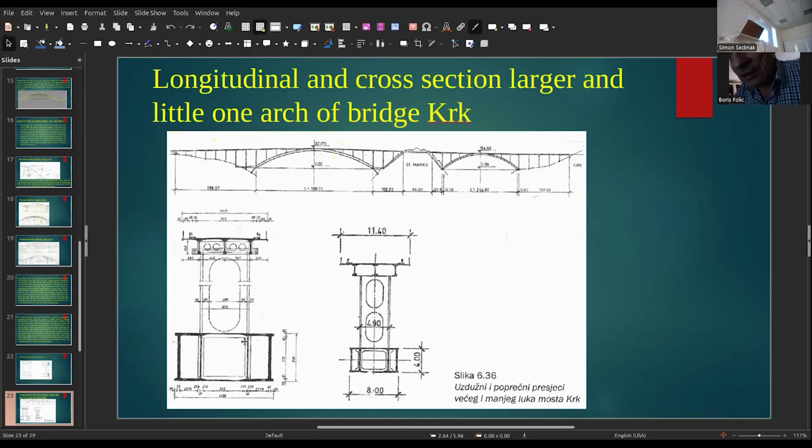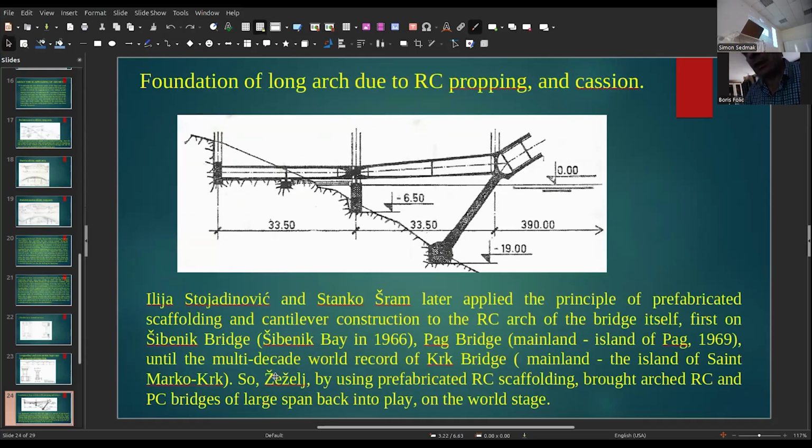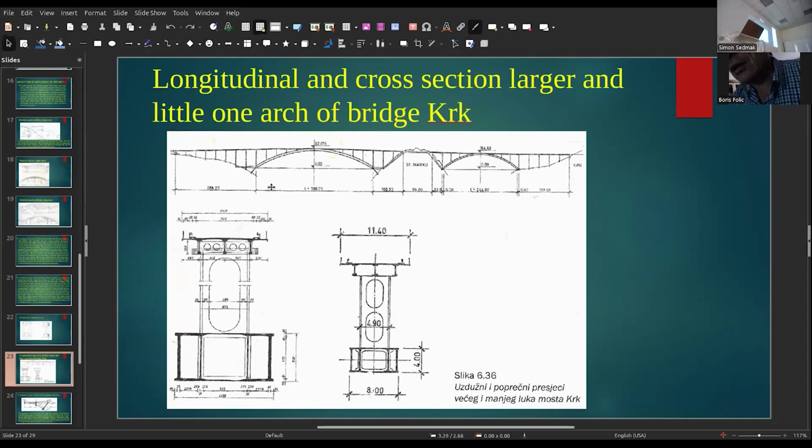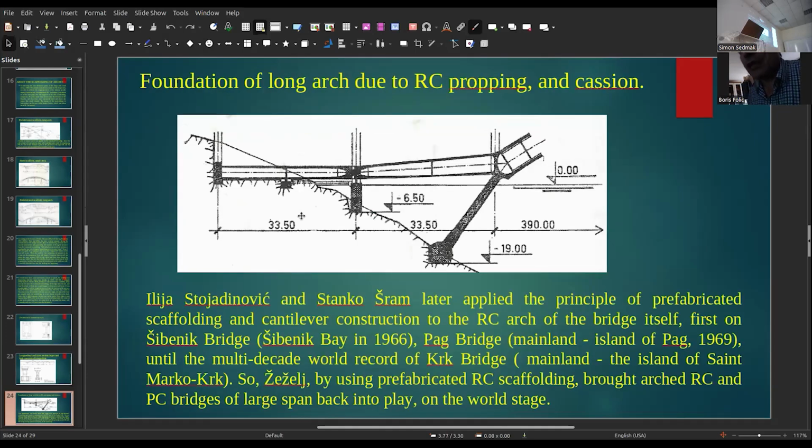This is the central cell. It is precast, but left and right are concreted, cast in place. This is the large span, which is 390.9 meters. Foundation of the large arch is due to RC propping and caisson.